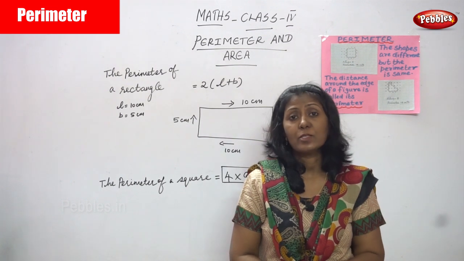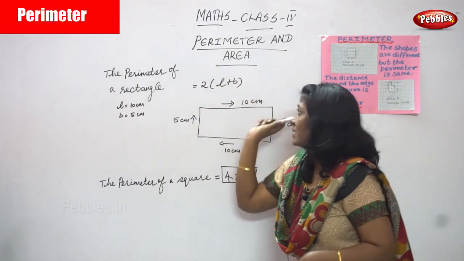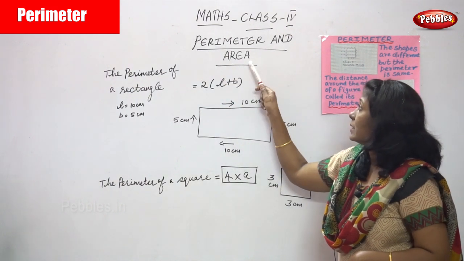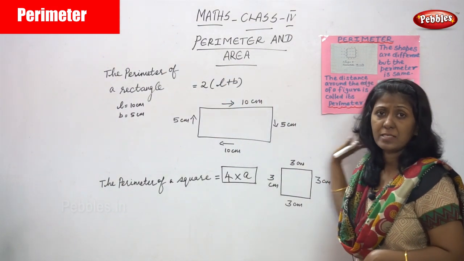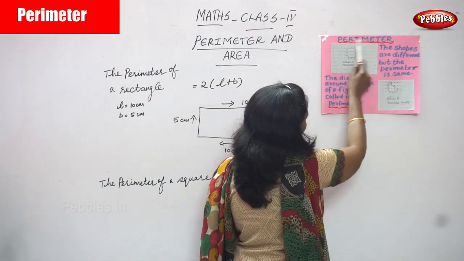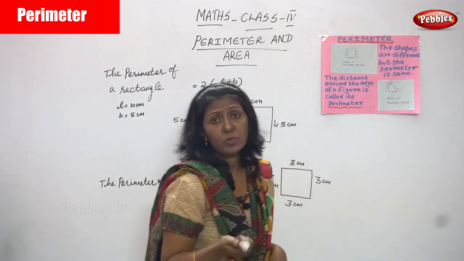Now we are going to see a new chapter, perimeter and area. So this is the topic name, perimeter and area, but now we are going to see perimeter only. Look at this perimeter. First, what is the definition? What is perimeter? You must know that.